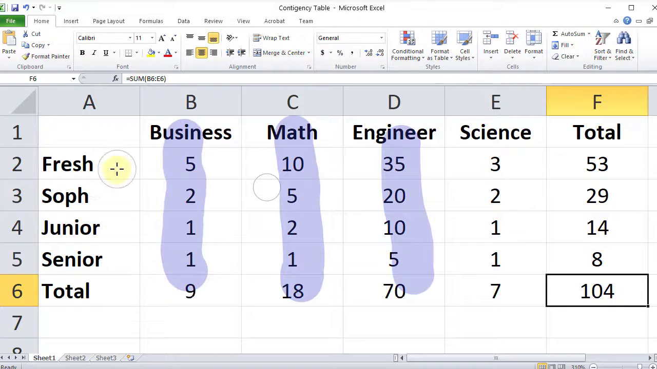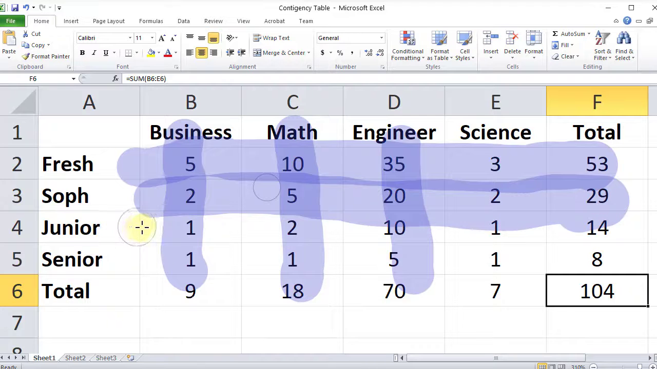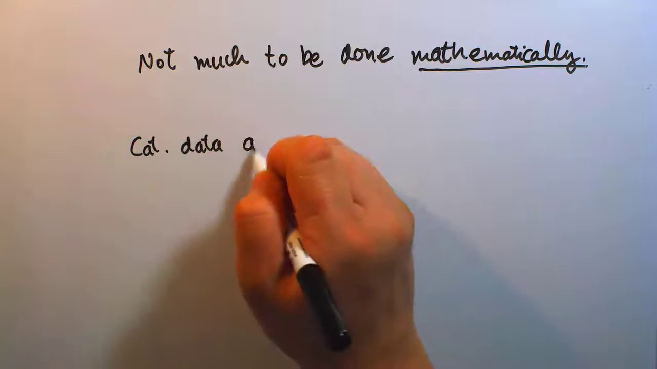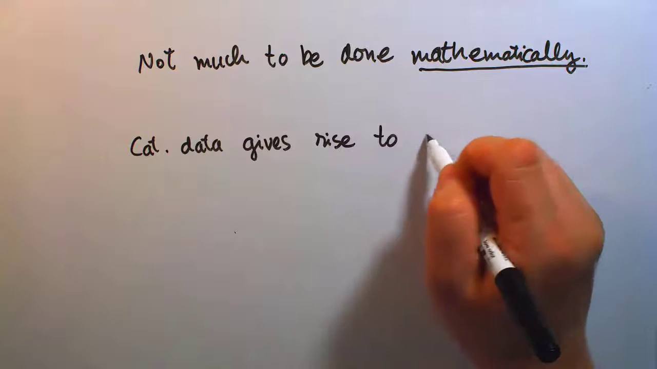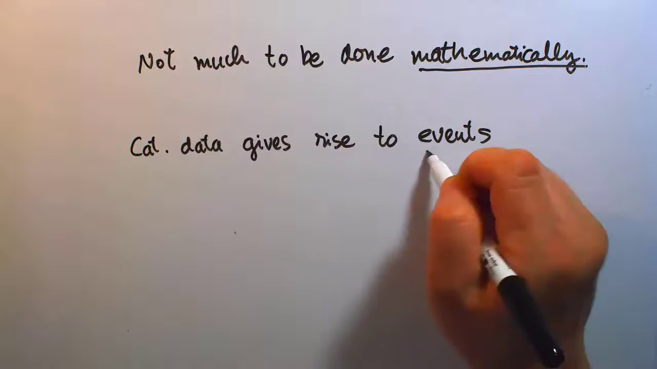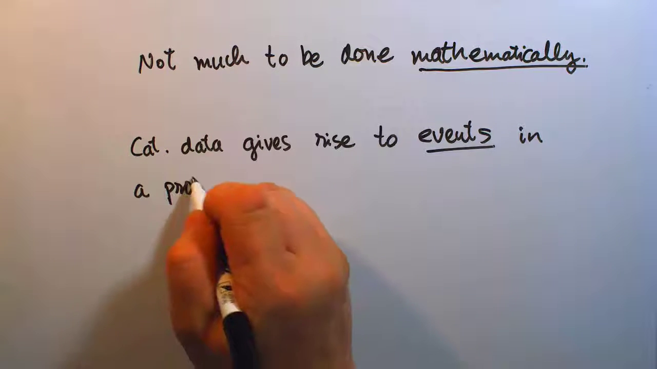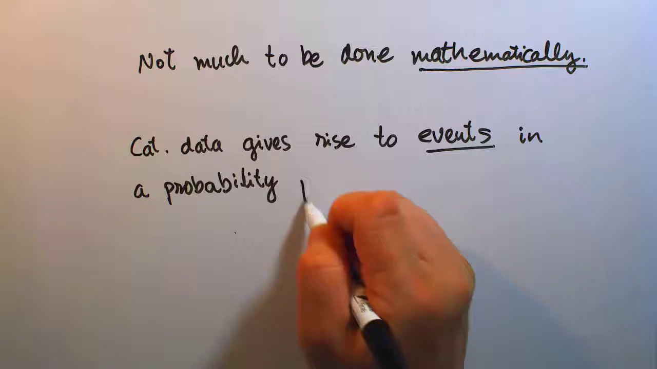And we also have a different kind of categories here, being different types of categorical data arranged in this table. Being a freshman, a class rank, is a category. Being a sophomore is a different category. And being a junior is a different category. So categorical data gives rise to what we used to call events in a probability problem.